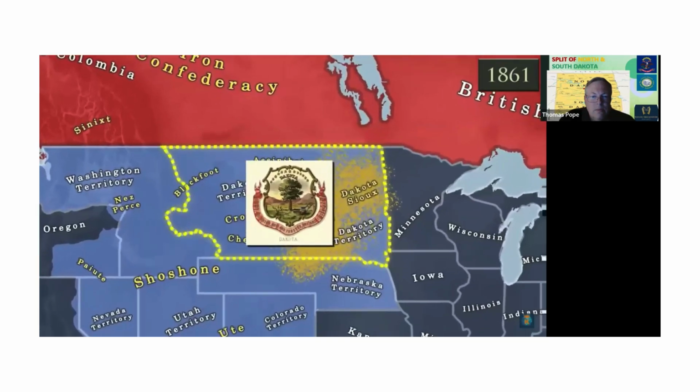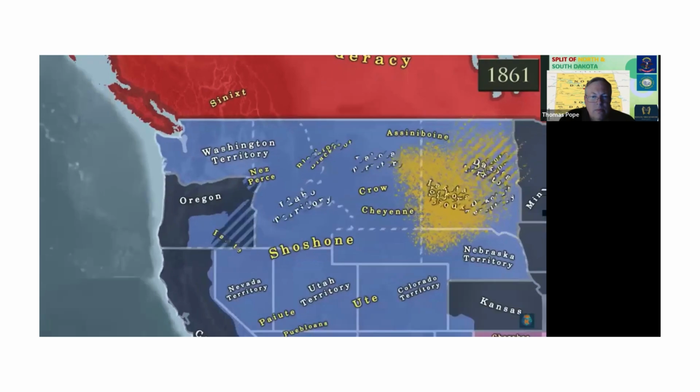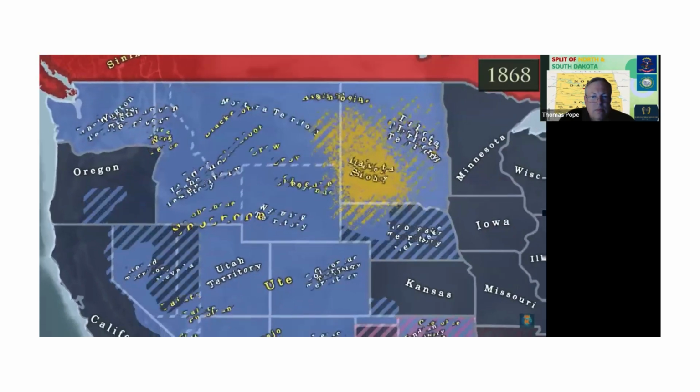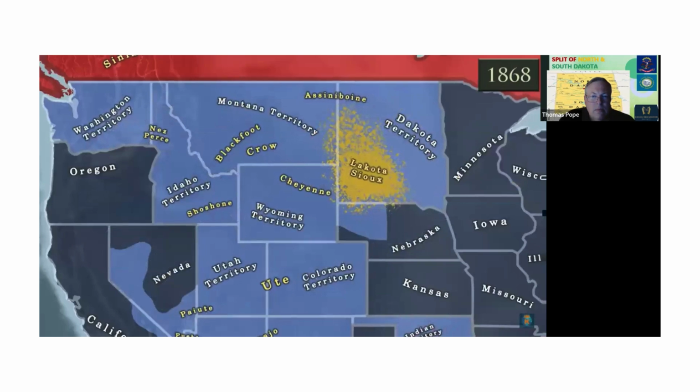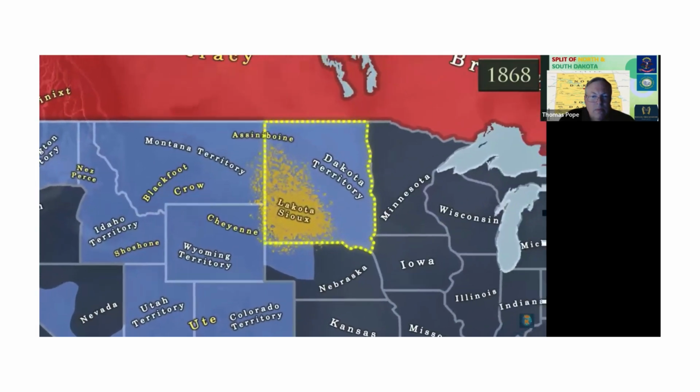A few more pieces were shaved off over the next few years, Idaho in 1863 and Wyoming in 1868, to finally leave the Dakota Territory that makes up both states today.